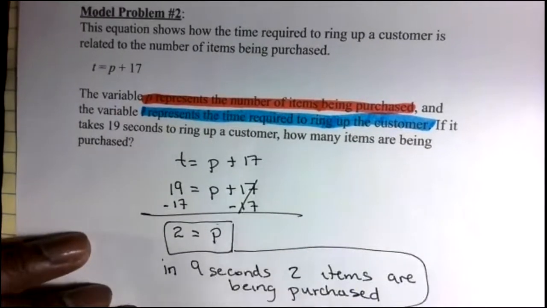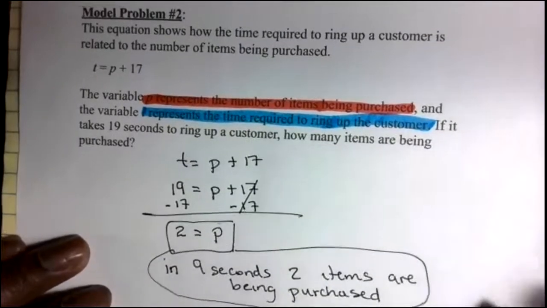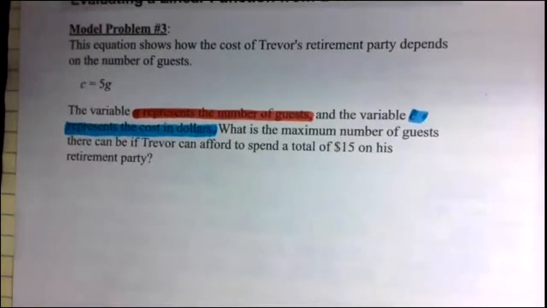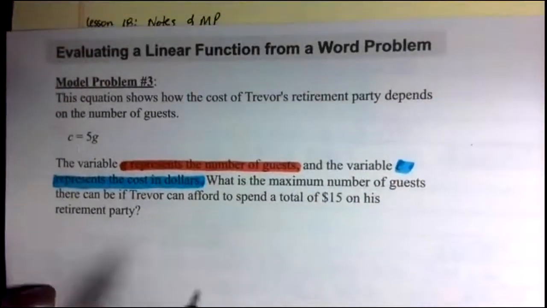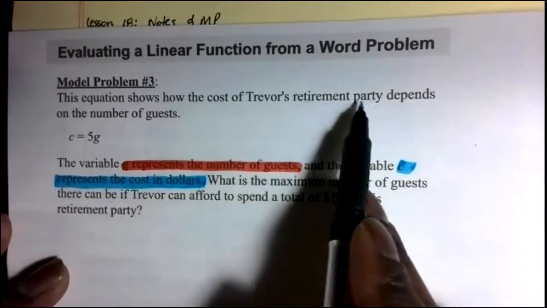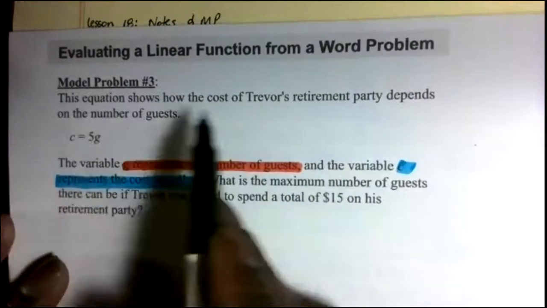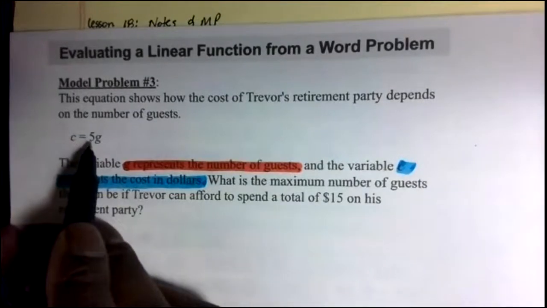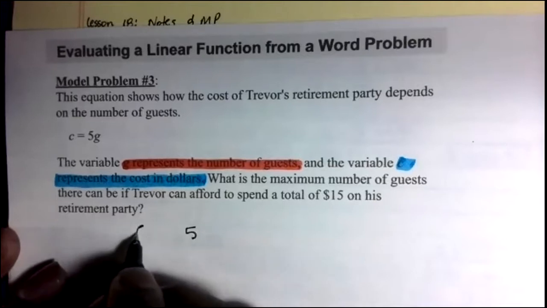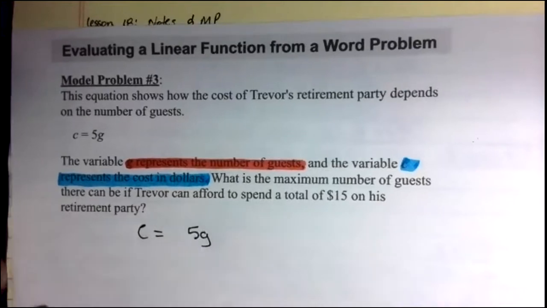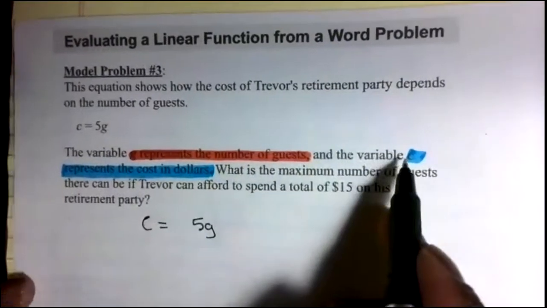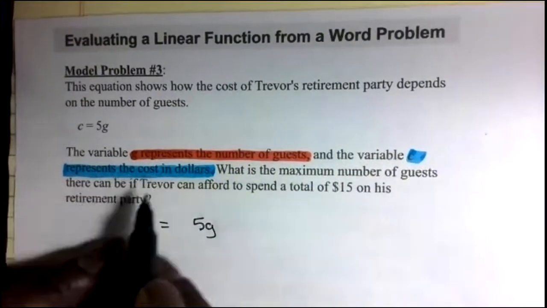And this is part of my answer. All right, let's look at the third and final question. It says this equation shows the cost of Trevor's retirement party depending on the number of guests. So C equals 5G. G represents the number of guests and C represents the cost in dollars.